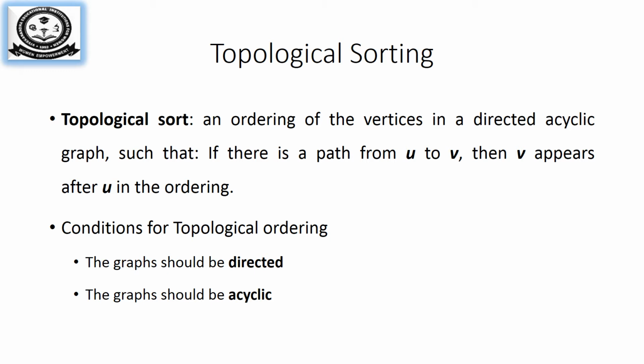So ordering of vertices in DAG: if there is a path from U to V, then V appears after U in the ordering. So that is the topological sorting. The condition is the graph should be directed and it should be acyclic. So these are the two main conditions for topological sorting.